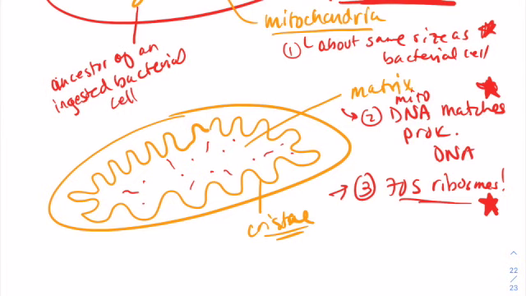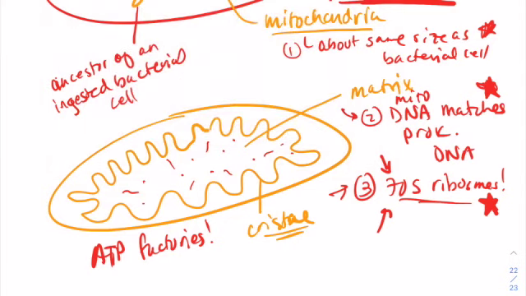Come on. And they have 70S ribosomes too. All right. And this is all about making ATP. These are ATP factories.